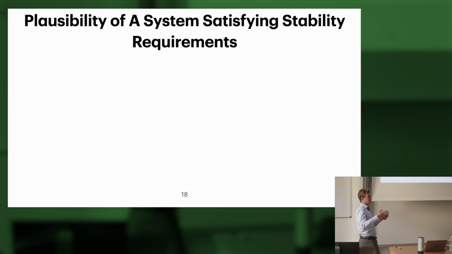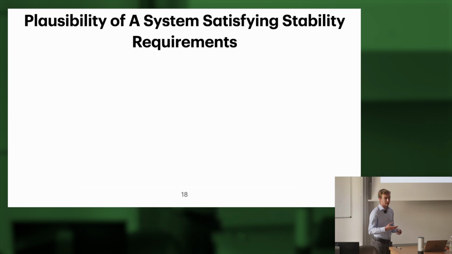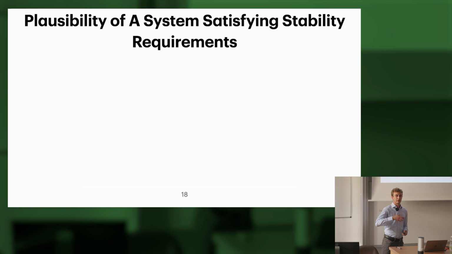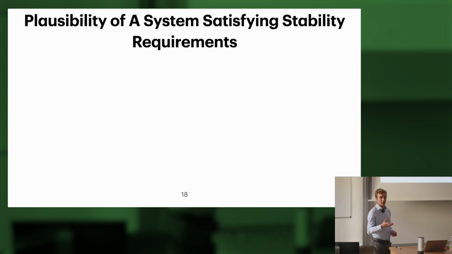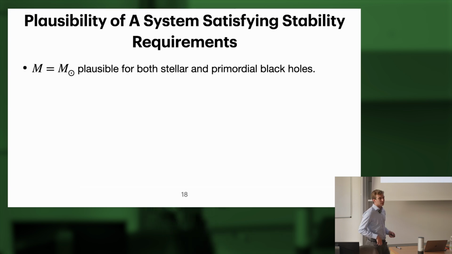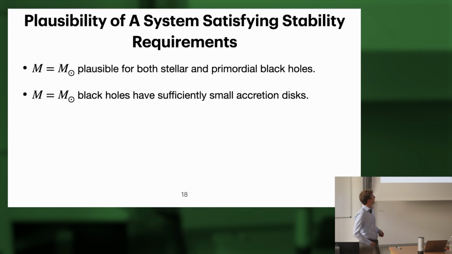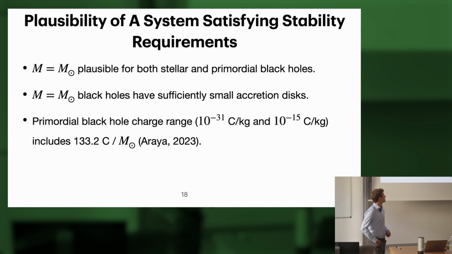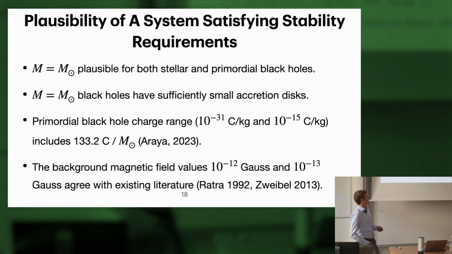We have now shown the analytical possibility of stability, and also shown that even with perturbations to the ideal model, this thing is stable. But how plausible is this system, because I set very specific values? Well, the masses of the black holes are accurate with the literature for stellar mass black holes, and they have small enough accretion disks that we can neglect them in the simulations. The charge that we claim the black holes should have is also consistent with the literature, and the background magnetic field also agrees with the literature.